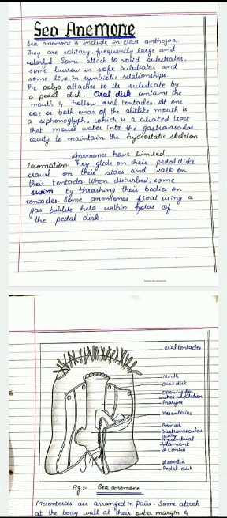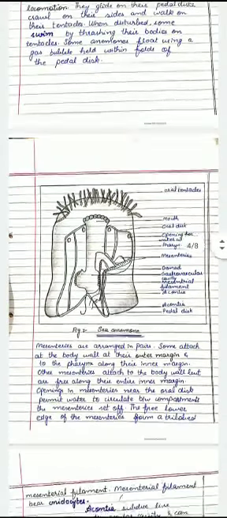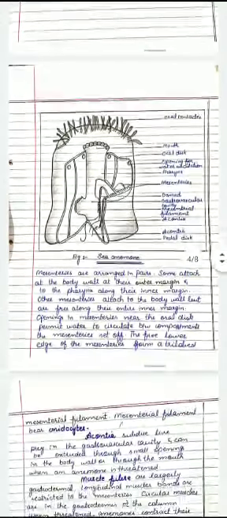Anemones have limited locomotion. They glide on their pedal disc, crawl on their sides, and walk on their tentacles. Some anemones float using a gas bubble held within folds of the pedal disc. Here is a diagram of sea anemone. Now we discuss its mesenteries.